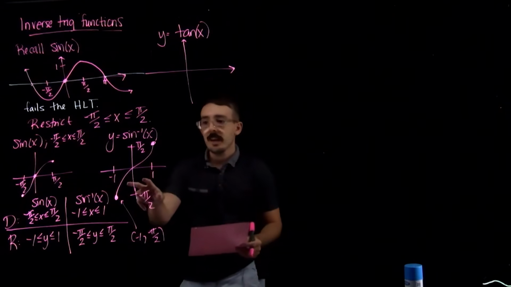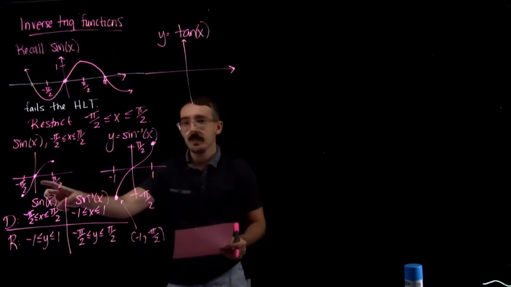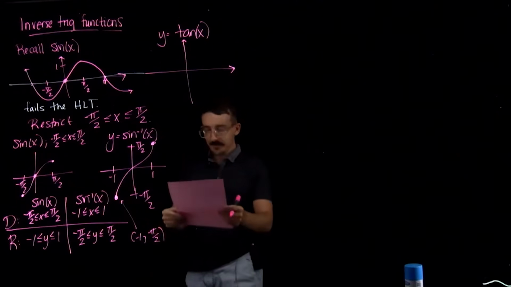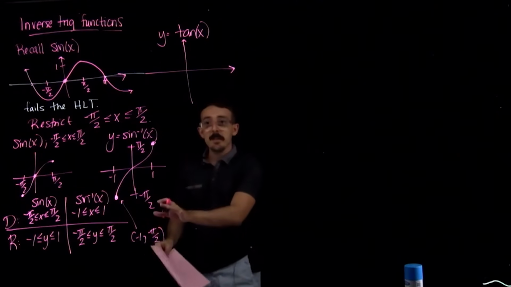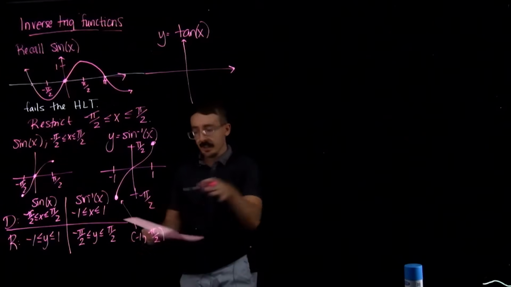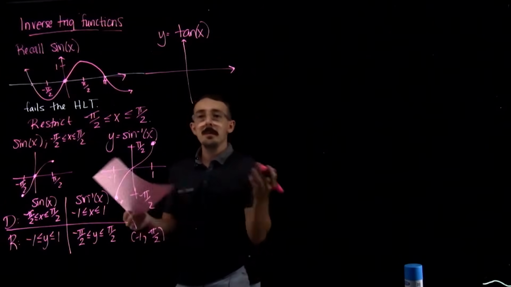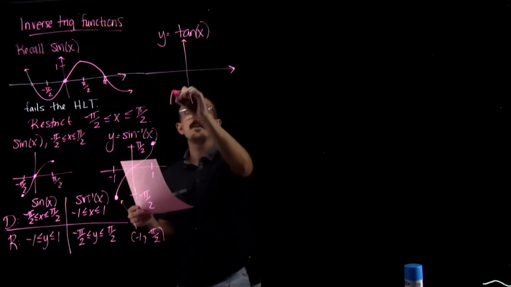If you were to line this up on top of this graph, you'd have that nice symmetry that I was talking about earlier. So that's what the sine inverse looks like. Tangent, you build it the exact same way. So I'm just going to go through it, maybe with a little less detail this time.